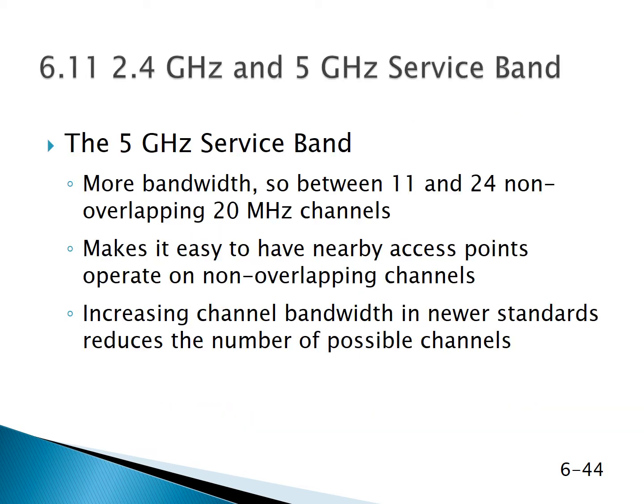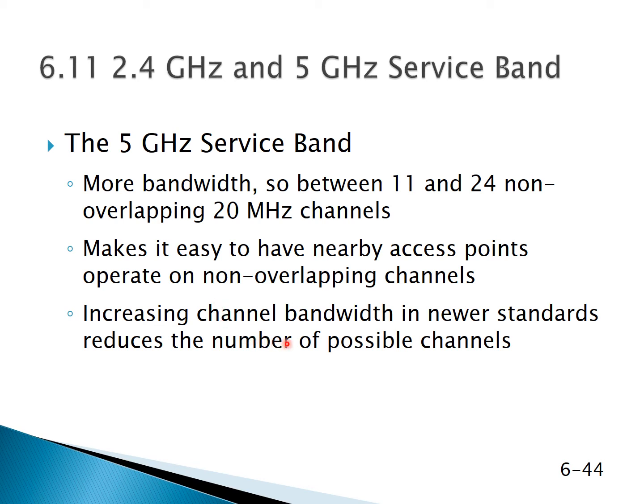So the 5 gigahertz service band is better in this sense. It has more bandwidth. So you can have between 11 and 24 non-overlapping 20 megahertz channels, right? So instead of 3, you can have between 11 and 24 non-overlapping channels, depending on how you set it up. So it makes it easy to have nearby access points operate on non-overlapping channels.